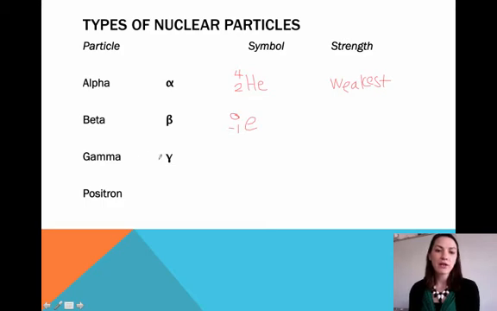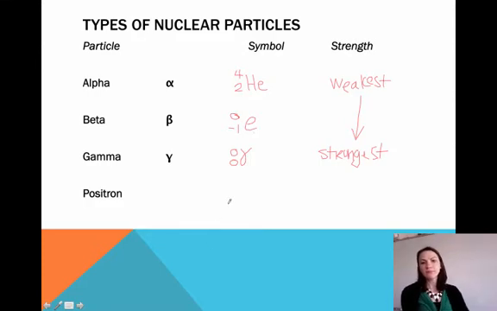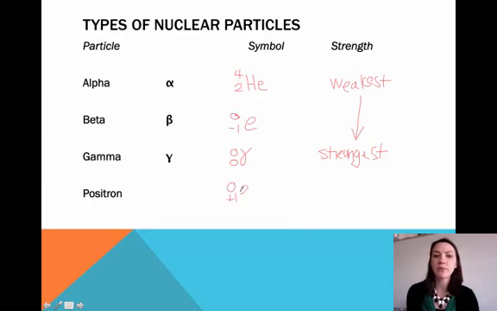And then our gamma particle is symbolized in this way. It has no mass. It's just energy, and that's going to be the strongest. It actually needs to be stopped by at least an inch of lead. So that's our strongest particle. You need to memorize both their strength and the symbol so that we can use them in equations. The positron is kind of like the positive version of an electron, so I think it's important for you guys to memorize this one as well, because we're going to be working with it.